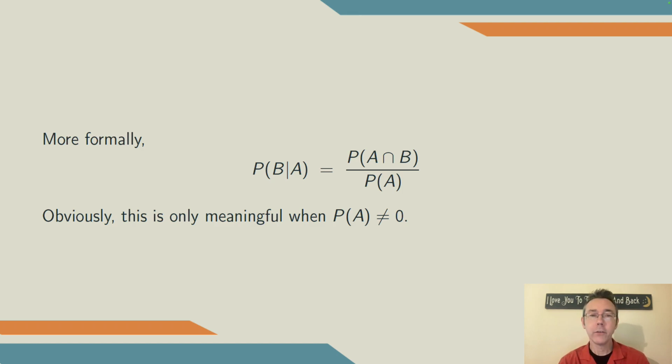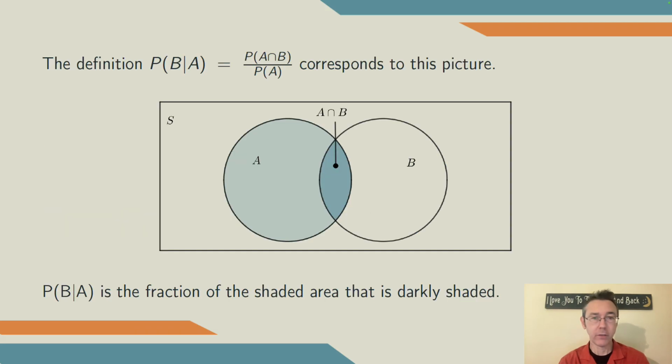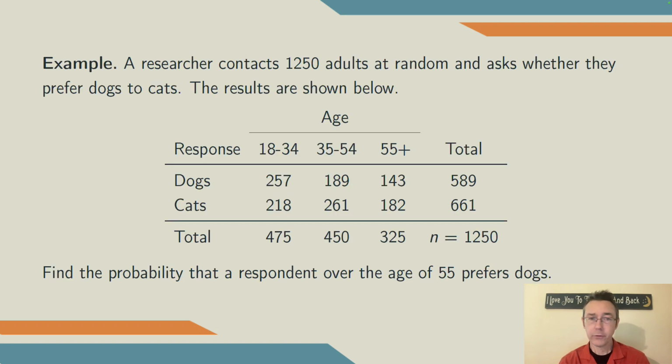By the way, in the situation where we have a finite sample space and all the outcomes are equally likely, that right-hand side can be interpreted as the number of outcomes that are in both A and B divided by the number of outcomes just in A. And that corresponds to the Venn diagram we're seeing here. A is sort of our universe. Only the outcomes in A are possible, and we're interested in the probability that B occurs under that assumption. So the probability of B given A is the fraction of the shaded area in this Venn diagram that's darkly shaded.